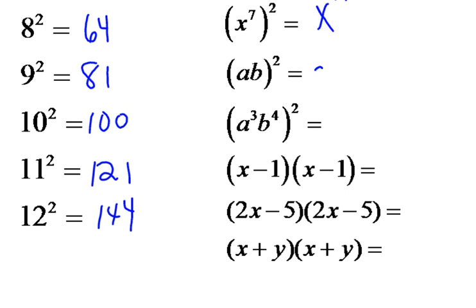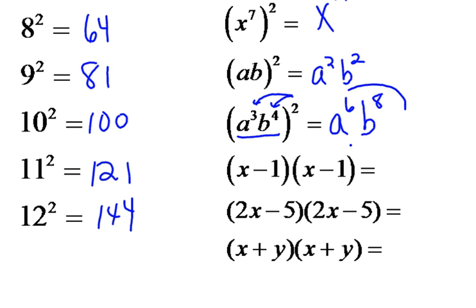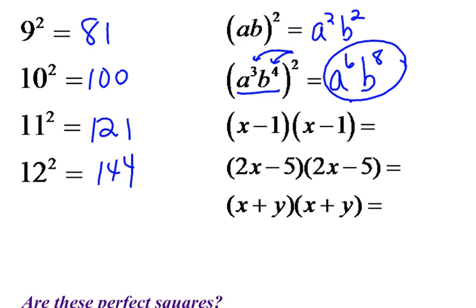AB squared is a squared b squared. So that would be a perfect square if you saw that. A cubed b to the 4th squared is a to the 6th, b to the 8th. Remember that distributes to both since there's no addition or subtraction. So this means this is a perfect square. You notice those exponents are still even, 6 and 8.